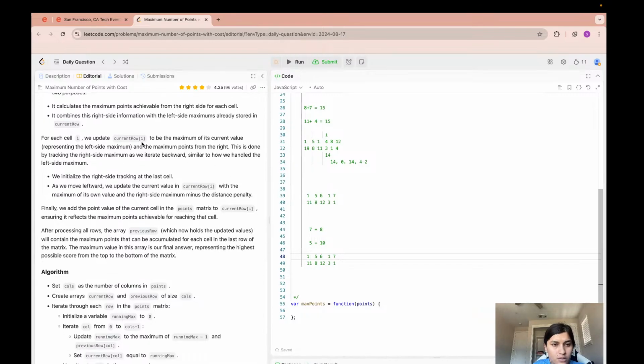For each cell i, we update current row i to the maximum of its current value and the maximum points from the right.